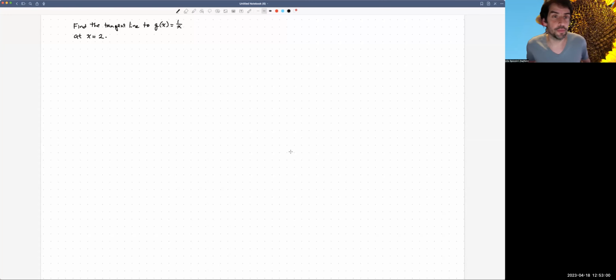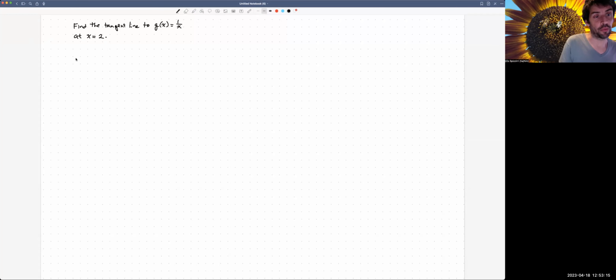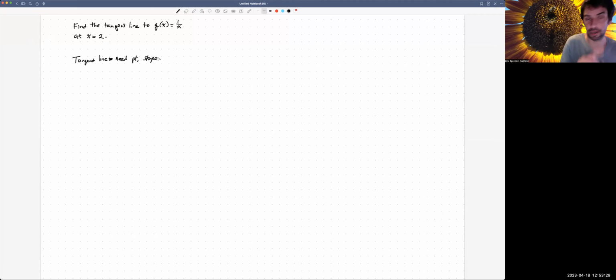Hey everybody, I'm going to do a quick example. I want to find the tangent line to the function g of x equals 1 over x when x equals 2. Let's think about what we need here. To get a tangent line, or any line, we need a point and the slope. Those are our two things.